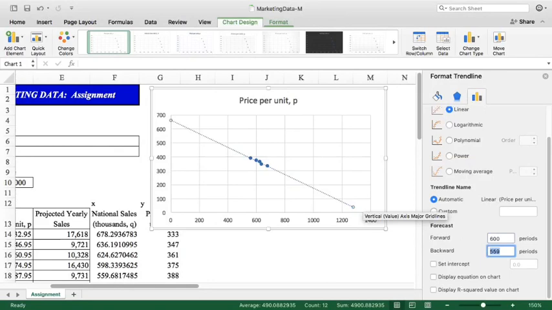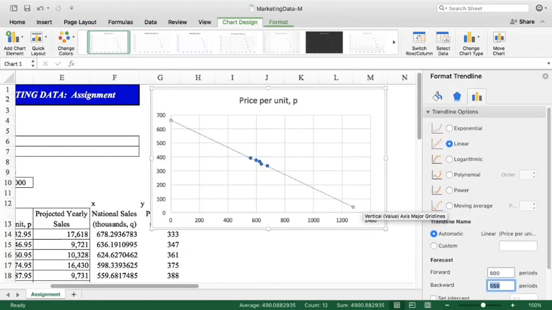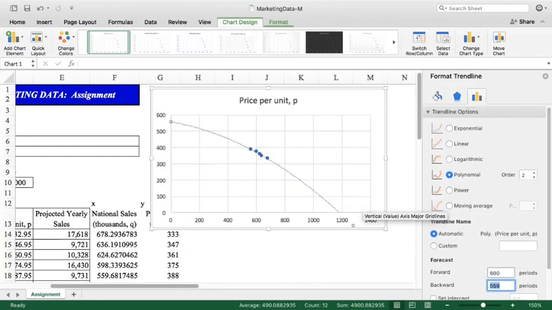We can also, from this menu, choose different types of function models. If we don't think a straight line is best, we could choose a polynomial of second order, for example. Notice that this is generally going to be a little bit better fit to the data, to any set of data, than a straight line will be.